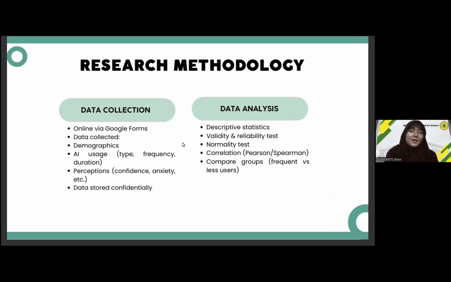The data collection. Data in this study were collected online using a questionnaire, and the data collected includes student demographic information. In addition, the questionnaire measures student perception, including confidence, and all data were collected within a specific time frame. The data analysis: there are descriptive statistics, validity and reliability tests, normality test, correlation, and compared groups.